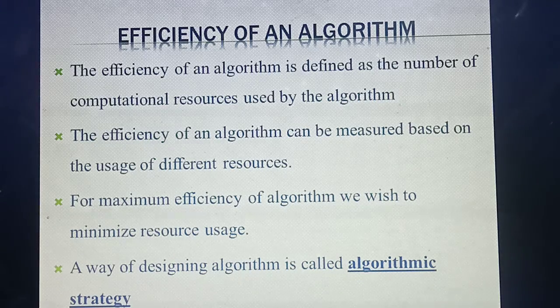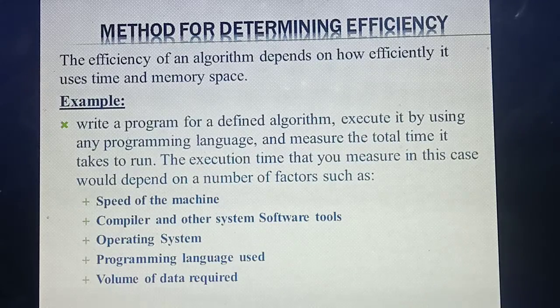One more question. The way of designing an algorithm is called dash. Algorithmic strategy. Okay. So the way you are designing an algorithm is called algorithmic strategy. Next one is methods for determining efficiency. By using what methods or what factors are you going to determine the efficiency of an algorithm?